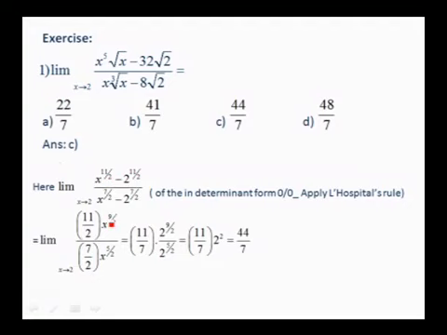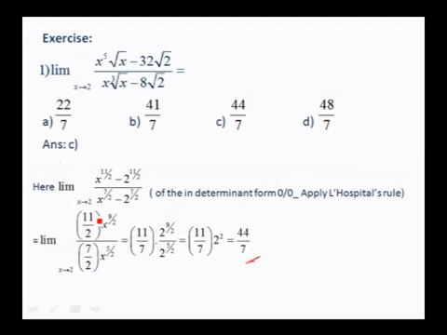So, 11 by 2 into x to the power of 9 by 2 minus 7 by 2 into x to the power of 5 by 2. So, that is 11 by 7 into 2 to the power of 9 by 2 over 2 to the power of 5 by 2, as x tends to 2. So, 11 by 7 into 2 square, 44 by 7 is the answer.